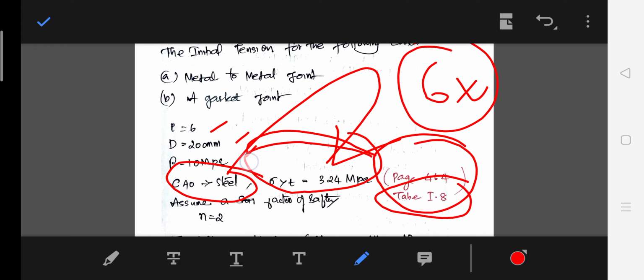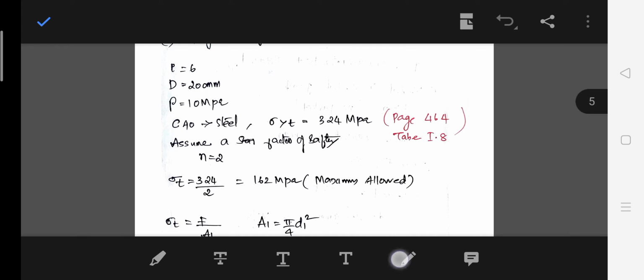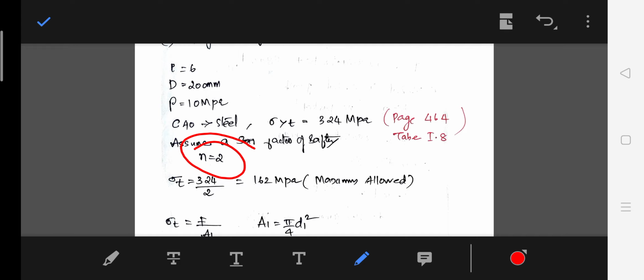Okay, we cannot take yield strength for design purposes because this is a limiting value. After the yield point, plastic deformation starts. So for design calculations we cannot take the value of yield strength. So we need to find the value of sigma t. For finding sigma t we need a factor of safety. Factor of safety is not given in the question, so let us assume the factor of safety n equal to 2.